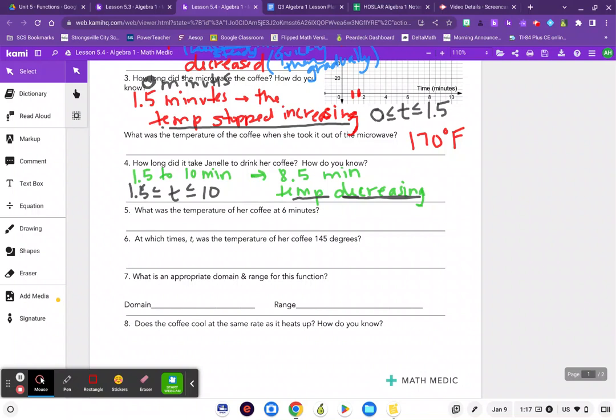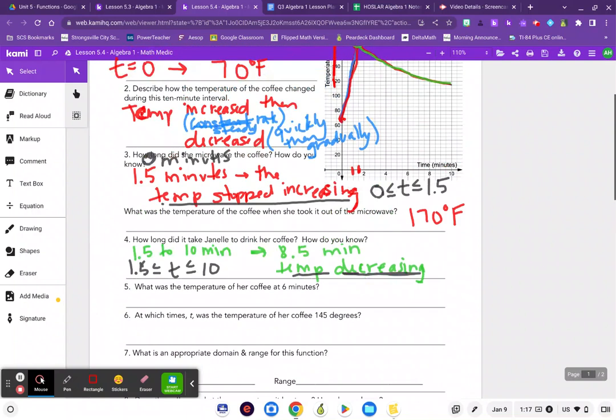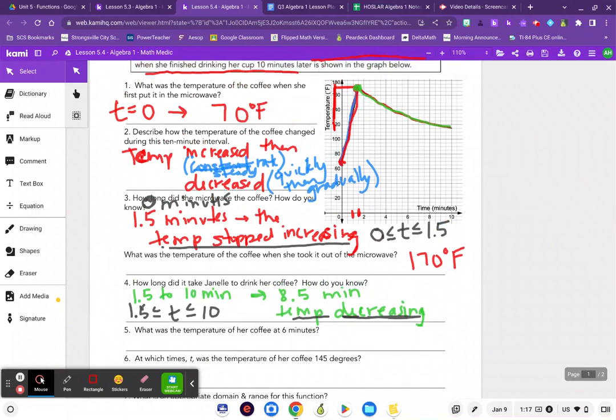5 says, what was the temperature of our coffee at 6 minutes? And so 6 is that input. I'm going to go back to my grid here. At 6 minutes, which would be right here, I got to look up at my grid. And the y value that matches that is 130.